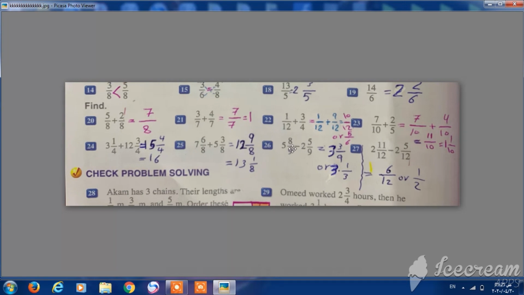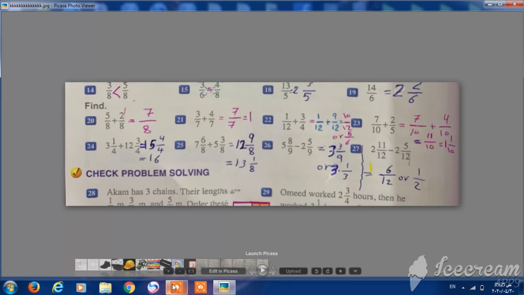Also from there we have a mixed number, but it's subtraction. So 8 minus 5 equals 3, and we have 9. 5 minus 2 equals 3. 3 over 9 is not a simple fraction. We can simplify it by dividing by 3. 3 divided by 3 is 1. 9 divided by 3 is 3. So write the whole number 3.